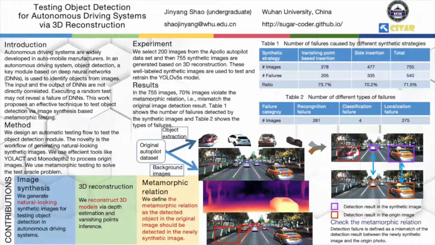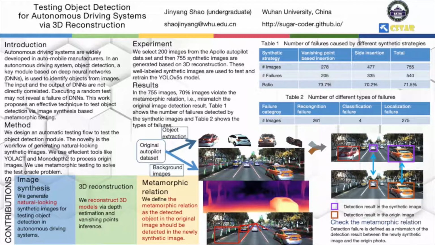First, we extract objects from images. As for the background, we use line segment detection and depth estimation to help us guess where the vanishing point is located. Then we use the 3D information to determine the location and the size of the object to be inserted.